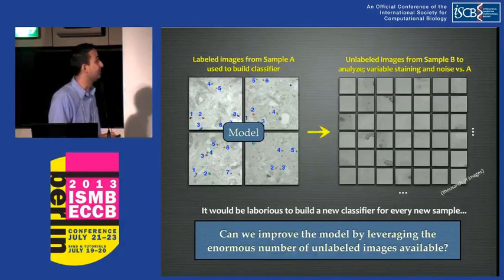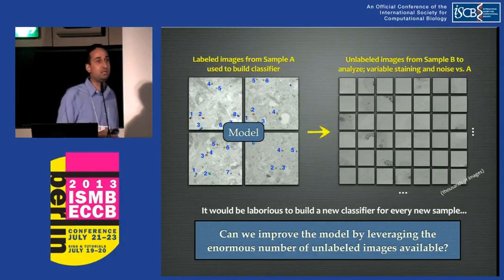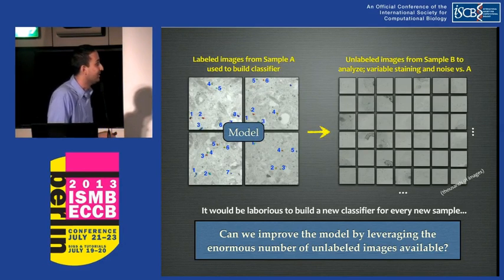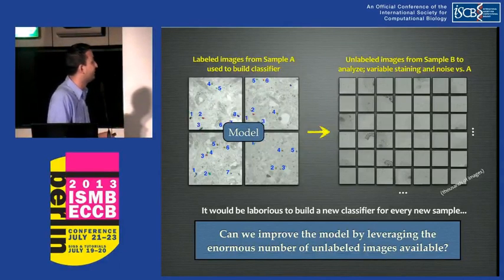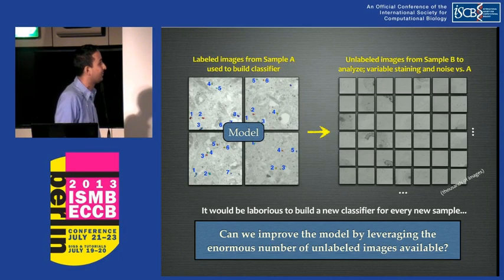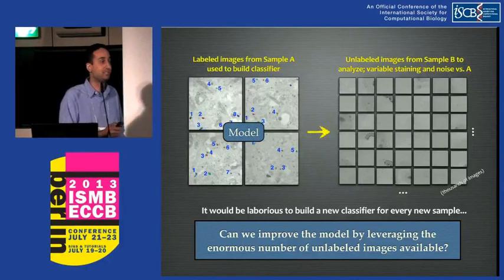So we did do some things to try and adjust for the heterogeneity that you see, but the ideal thing to do would be basically label some of these images, build a new model, and then use that again. But we don't want to have to ask users to build a model every time they generate a sample. So what are we going to do? The question we asked is, is it possible to improve this model by somehow leveraging the fact that I have thousands and thousands of unlabeled images just sitting there?